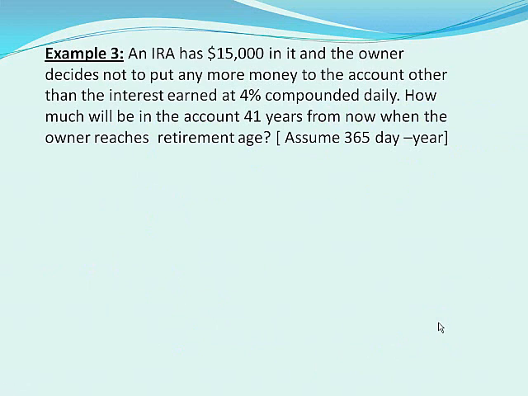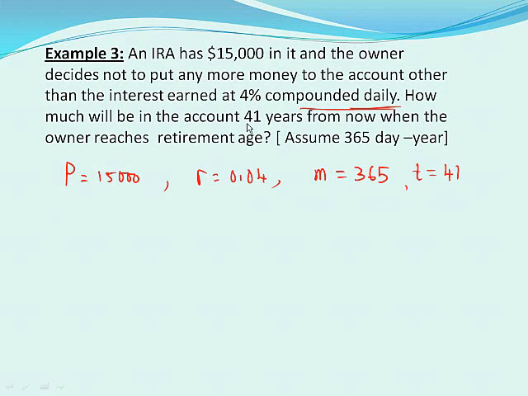Example 3. An IRA has $15,000 in it, and the owner decides not to put any more money into the account other than the interest earned at 4% compounded daily. How much will be in the account 41 years from now when the owner reaches retirement age? Here we are going to assume that a year contains 365 days. So we have P equals $15,000. Rate is given as 4%, which will be 0.04. Compounding is daily, so that means I need to take the m value to be 365 and the number of years will be 41.